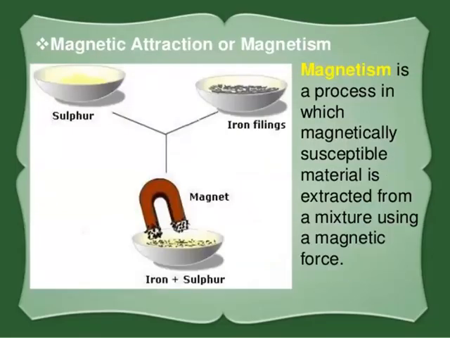Magnetic attraction or magnetism is the process in which magnetically susceptible material is extracted from a mixture using magnetic force. In this picture, you can see the mixture of sulfur powder and iron filings can be separated on the basis of the magnetic property or magnetic attraction of iron filings.